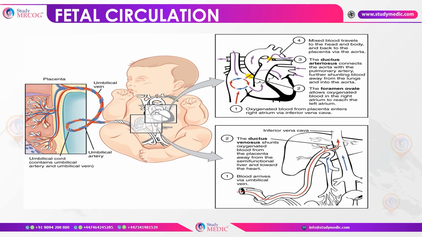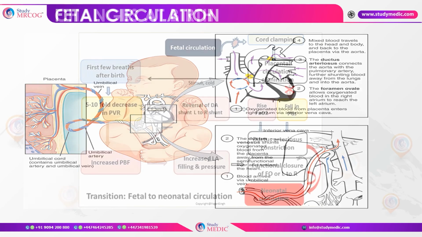So what happens to this after birth? After birth, because of the changes in the pressure, and we know the pulmonary circulation is going to become active, all these close. The foramen ovale becomes the membranous ovale, the ductus arteriosus becomes the ligamentum arteriosus, and the ductus venosus becomes the ligamentum venosus. So these are the changes at birth.